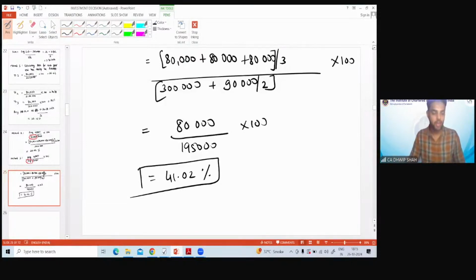Some of you would have been using average investment, then you need to mention in the notes that ARR is calculated using average investment. So you are free to use any of the methods. None of the methods is incorrect, but you just need to mention it in the notes. Okay?